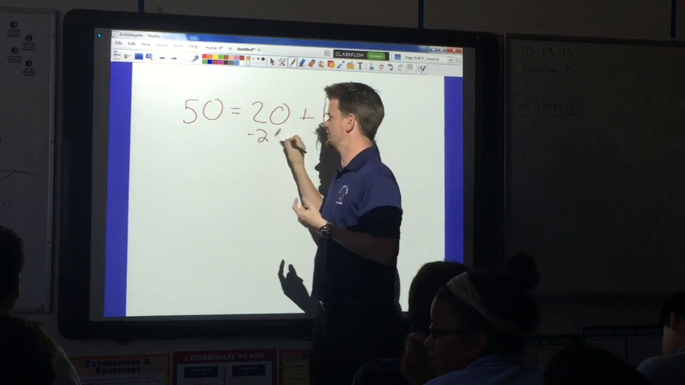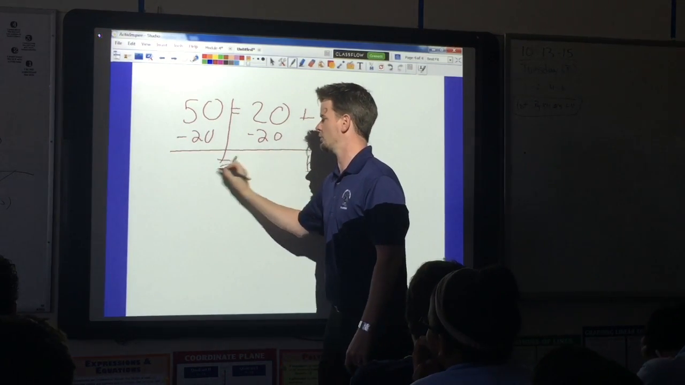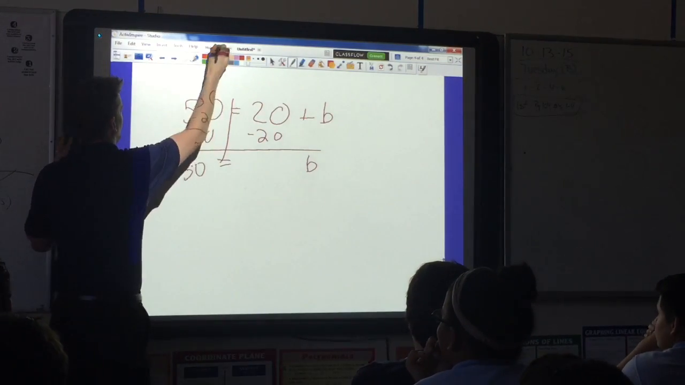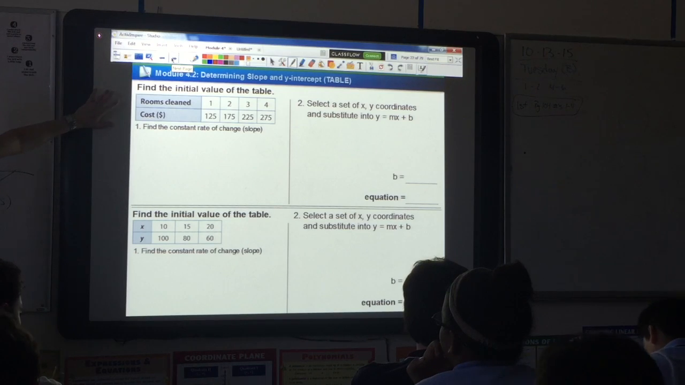We would subtract 20 from both sides. You can solve a one-step equation. My b, or my y-intercept, would be 30. Let me walk you through the process. All right. So, we want to find the initial value.